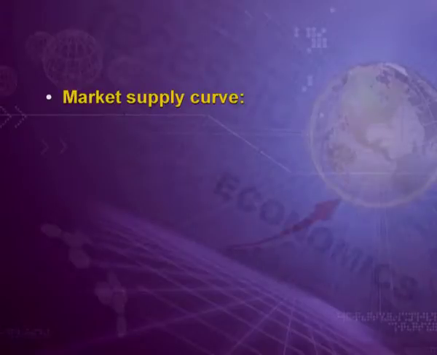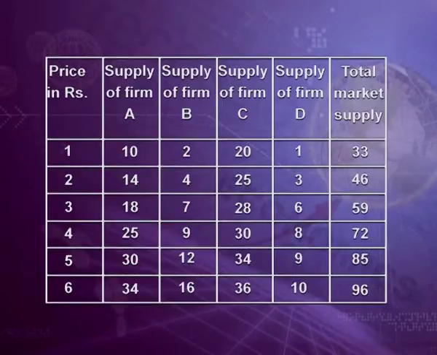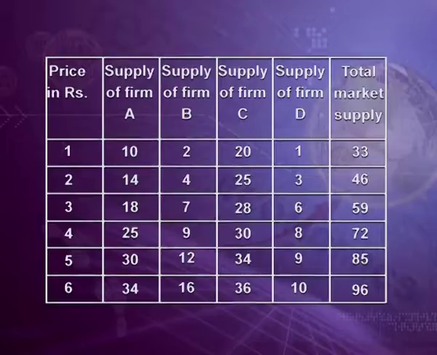Concept of market supply curve. The market supply curve shows the output levels that the firms in the market produce in aggregate corresponding to different values of the market price. Let us draw a market supply curve using the table. We have a table. The first column is for the price, the second column is the supply of firm A, the third column is the supply of firm B, the fourth column is the supply of firm C, the fifth column is the supply of firm D, and the last column is for total market supply.